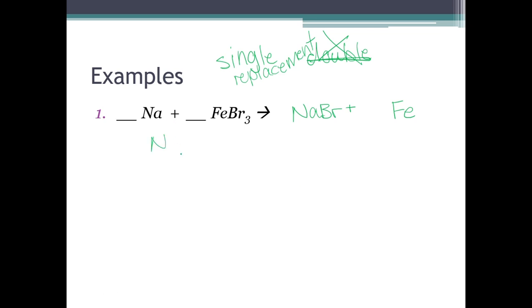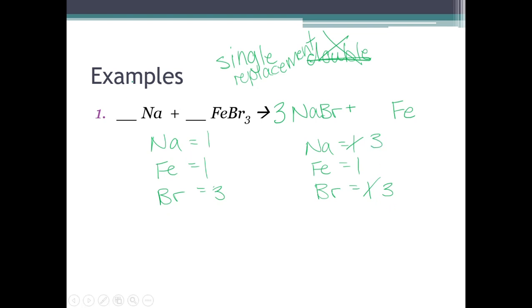We've got sodium and iron and bromine on the left, sodium, iron, bromine on the right. Here in our reactants, we've got 1 and 1 and 3. Oops. Here in our products, we have 1 and 1 and 1. So we'll put a 3 here in front of sodium bromide. That'll bring us up to 3 bromines and 3 sodiums. So then we can fix that by putting a 3 over here in our reactants. Bring us up to 3.